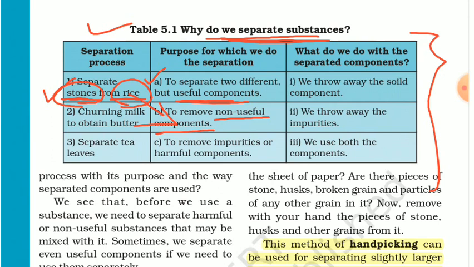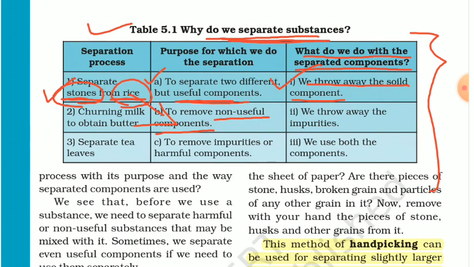Similarly, what do we do with the separated component? After separating the two components, what will we do? We throw away the solid component. Here stone is obviously a solid component, so we will do what? We will throw away the solid component. Also rice is a solid component, but as we need the rice to eat, so we will do what? We will just throw away the stone, the solid component.